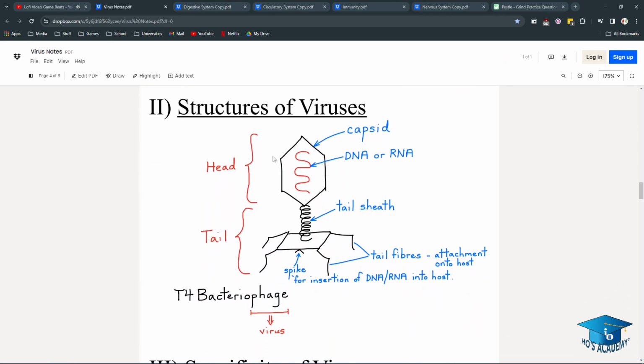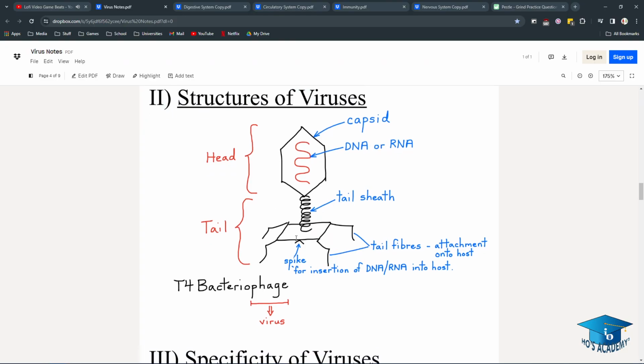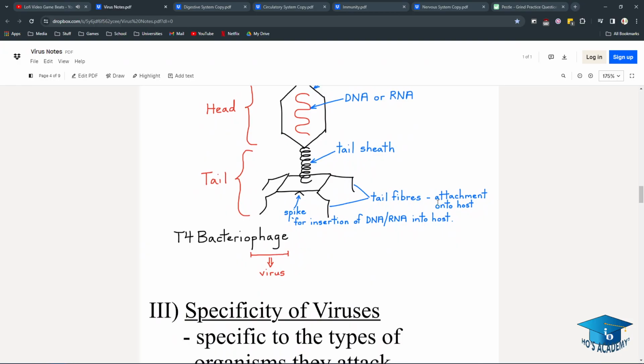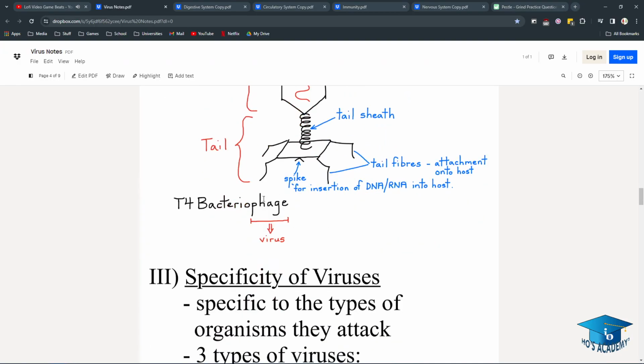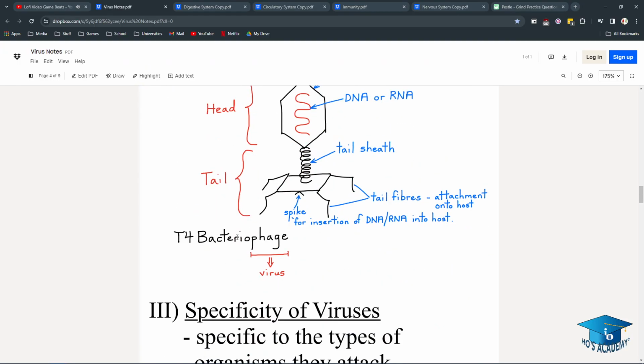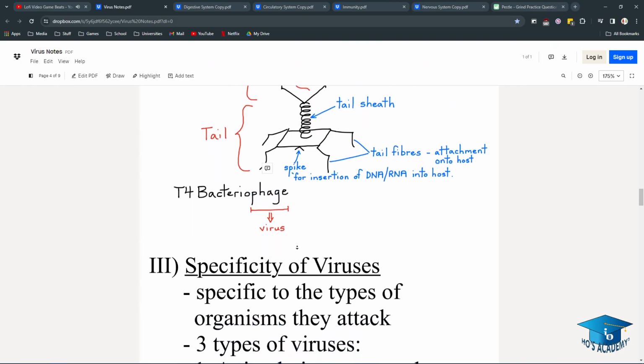Here's the structure of a virus. It looks kind of like a game sprite, with this capsid coat surrounding the DNA or RNA, and it has this little spring coil for a tail sheath, and then this table-looking thing. And at the bottom, there's a spike, which is what it uses to insert DNA or RNA and make it through the cell membrane. These are the tail fibers. They're used to move around and attach onto the host. This one specifically is a T4 bacteriophage, and phage in this case means virus.